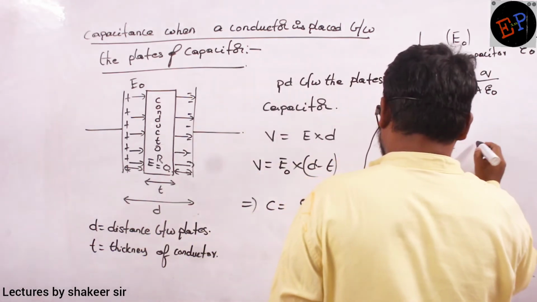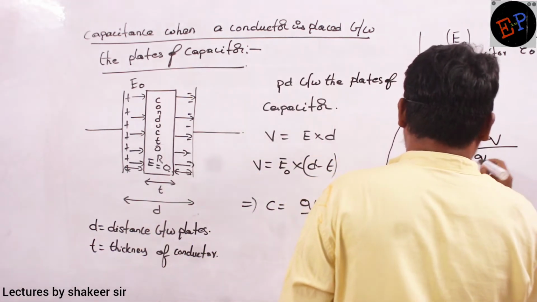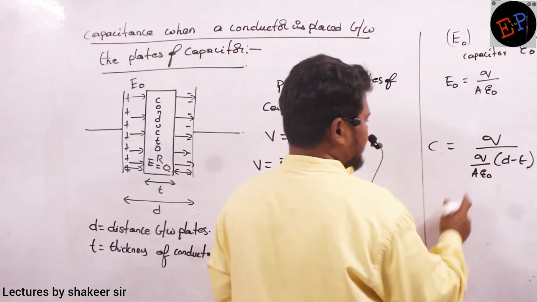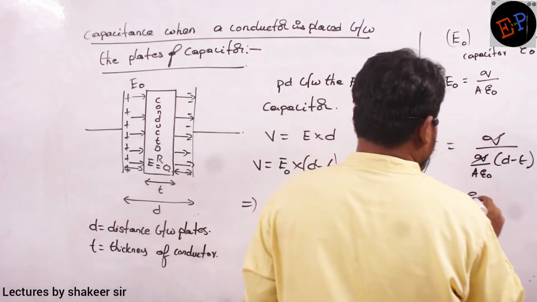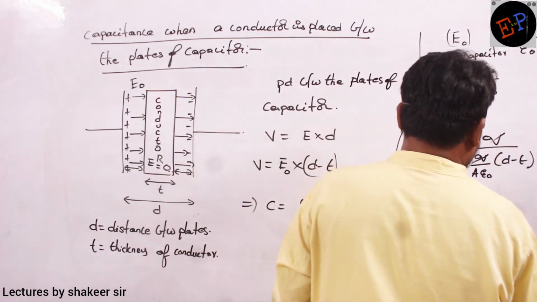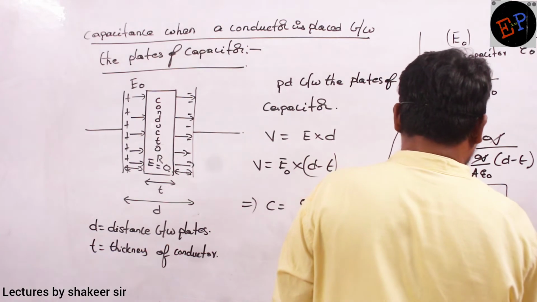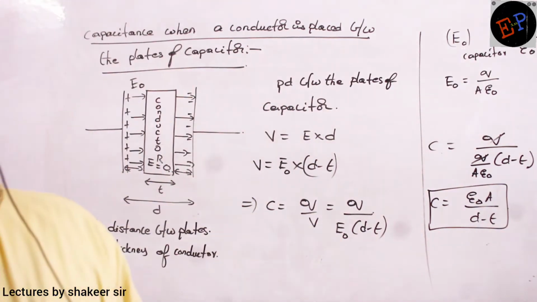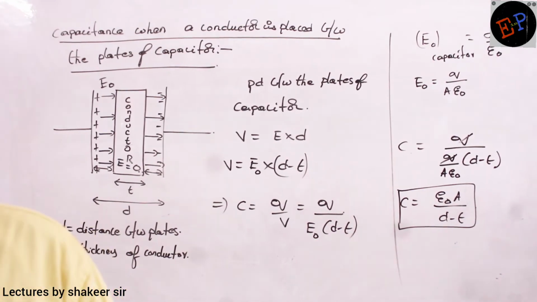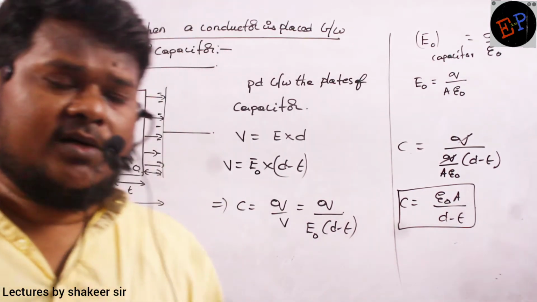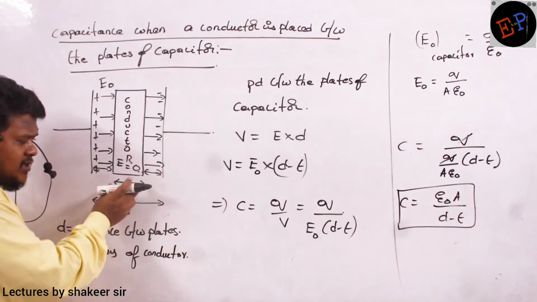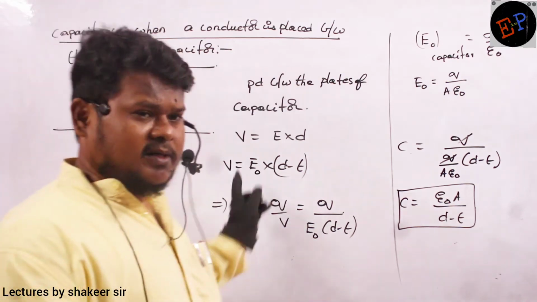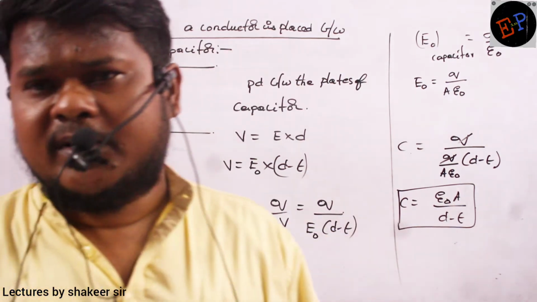So therefore C is equal to Q divided by Q by A epsilon naught multiplied by D minus T. Okay. So Q and Q get cancelled. So epsilon naught A divided by D minus T. So this is the equation to calculate capacitance of a capacitor when I place a conductor. And what is the thickness of the conductor? Thickness of the conductor is T. Understood, no? Derivations are also important.